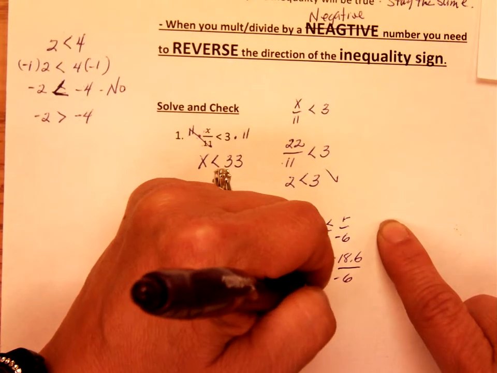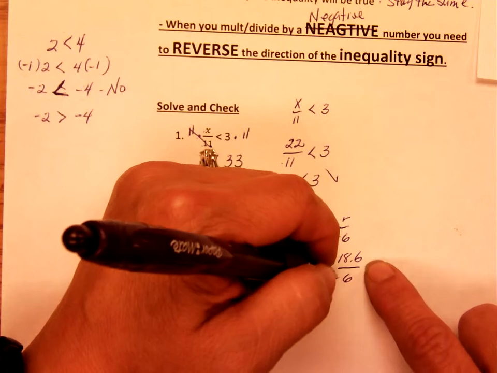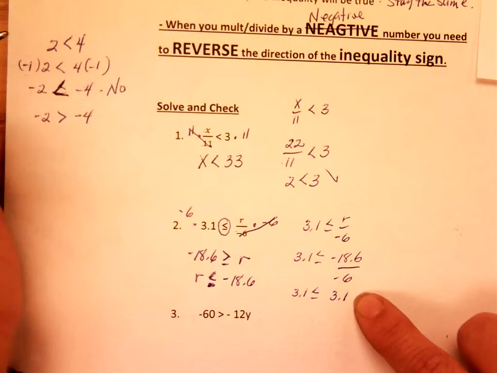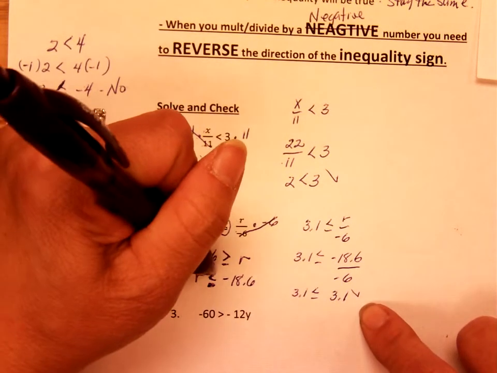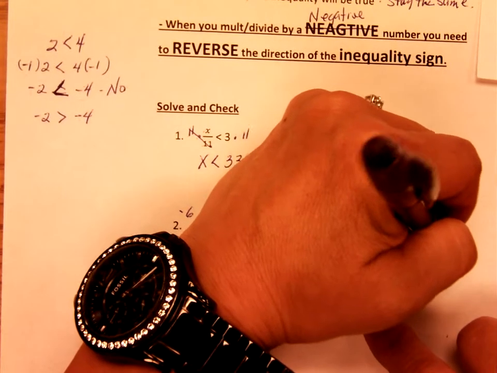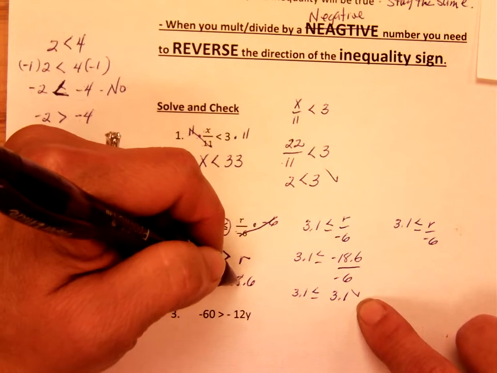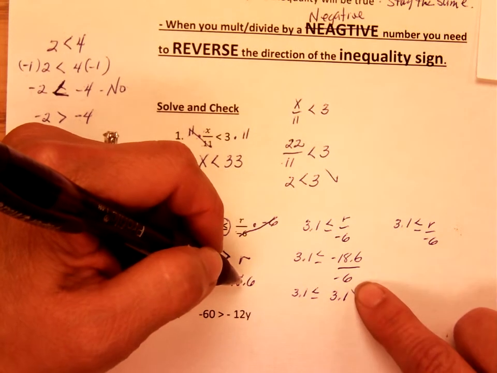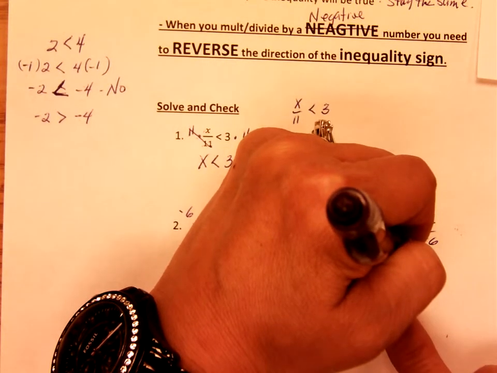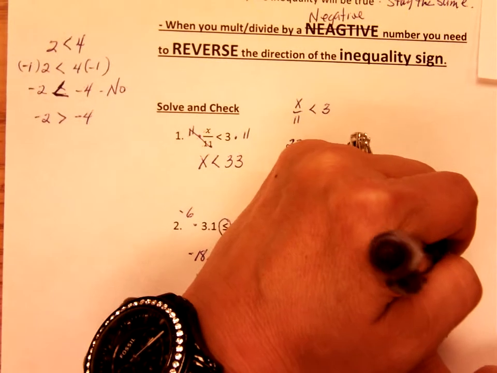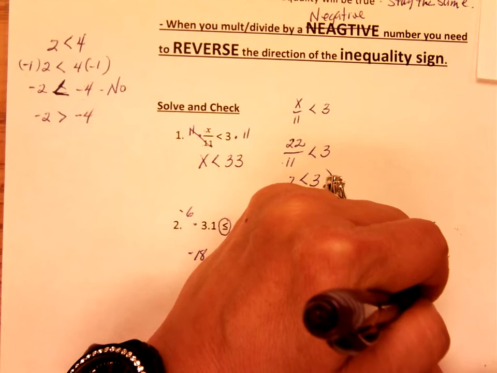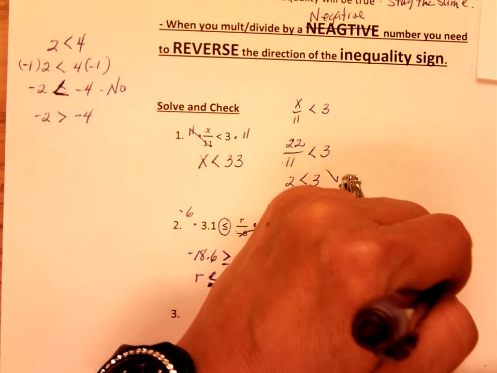3.1 is less than or equal to negative 18.6 divided by negative 6. Negative divided by negative is positive, and it's 3.1. And that checks out. Now you have to do one with less than. So you have 3.1 is less than or equal to r divided by negative 6. Think of a number that is less than negative 18.6, but where 6 will go into it. So let's do negative 24. 3.1 is less than or equal to negative 24 divided by negative 6. 3.1 is less than or equal to 4.